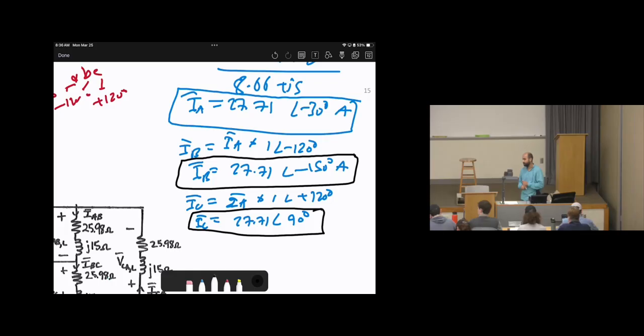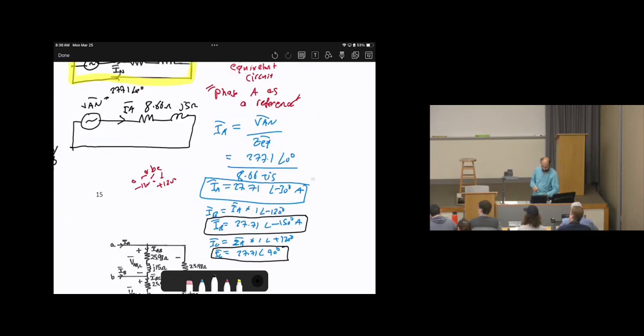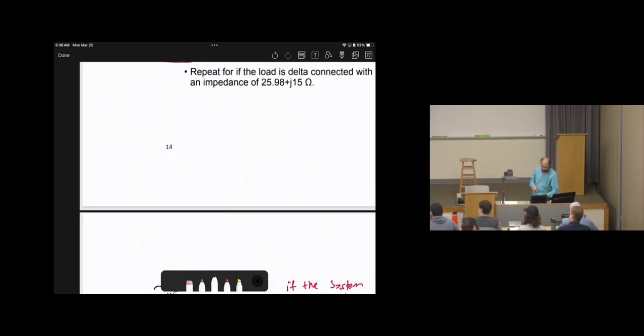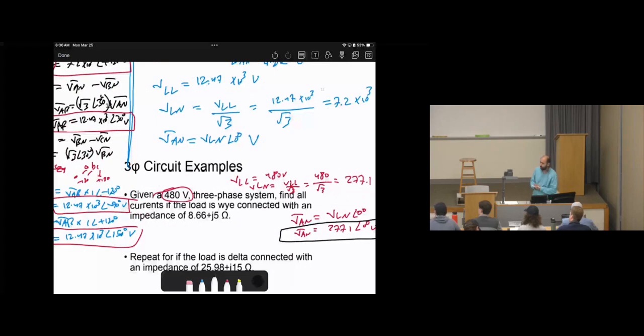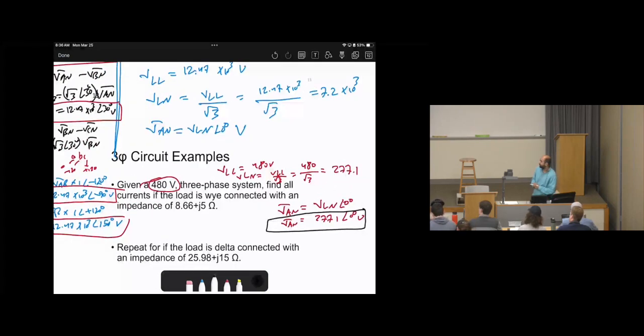Yes? Do you mean the question here? Yes. So we have voltages, 480 volts, three-phase system, find all of the currents if the load is Y. Okay? Any question about this? So we can deal with the circuit no matter if there are elements in series, elements in parallel, just pick up phase A as a reference and that's it.